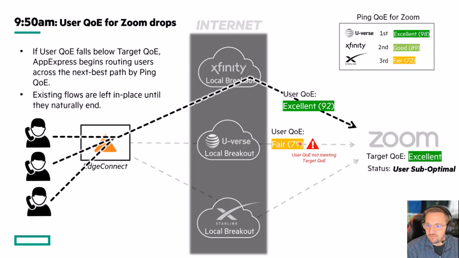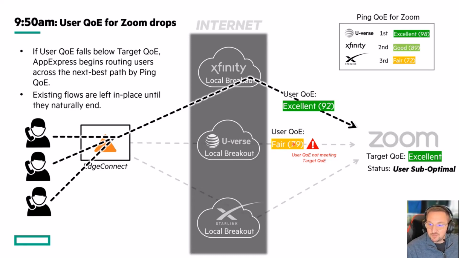So now here we can see that the user QoE has diminished. It's fallen off to a 79. Maybe it fell off because there was an upstream problem with AT&T or some issue in peering between AT&T and the Zoom's provider. Who knows? Point is that user quality of experience diminished.